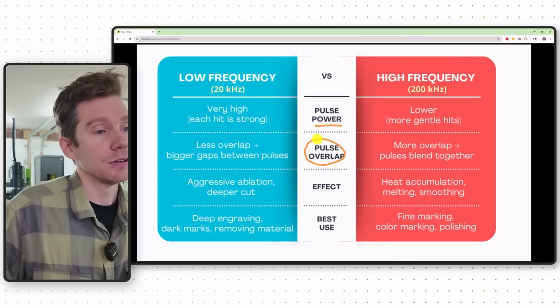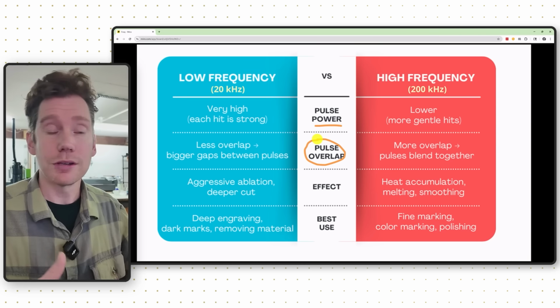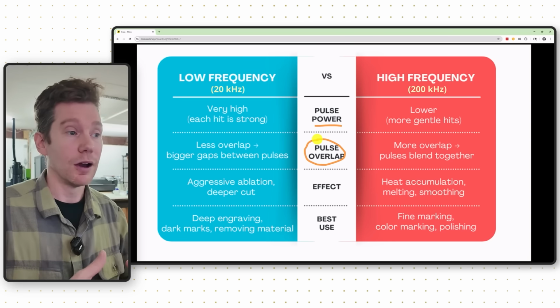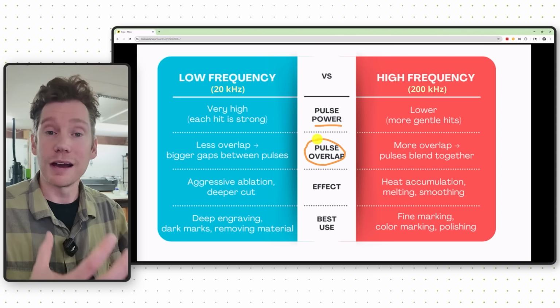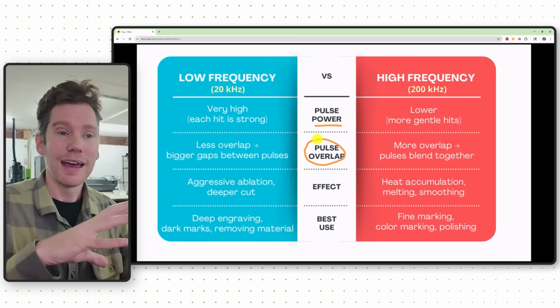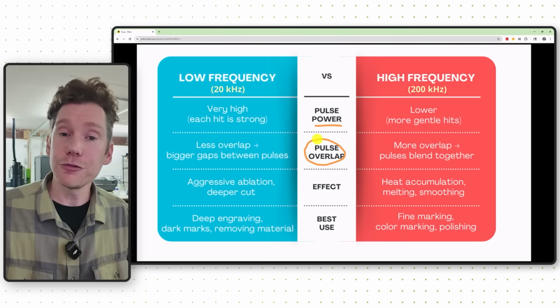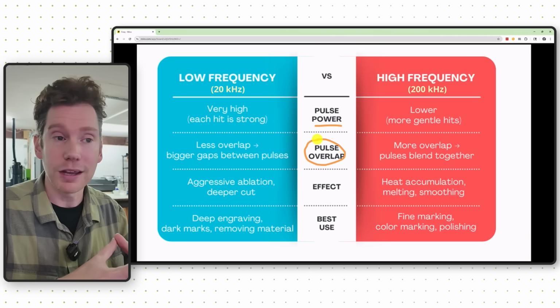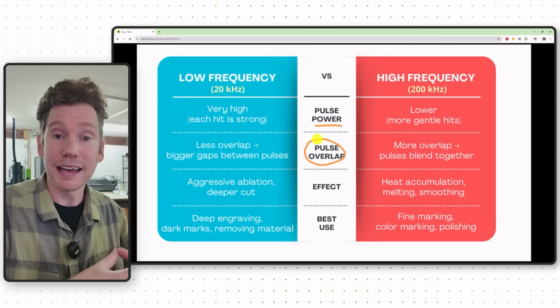So our best use for our low frequency numbers are going to be deep engraving and aggressively removing material. And the best use of our higher frequencies are going to be fine marking, color marking, annealing, and polishing.